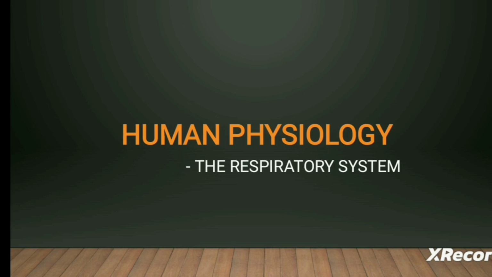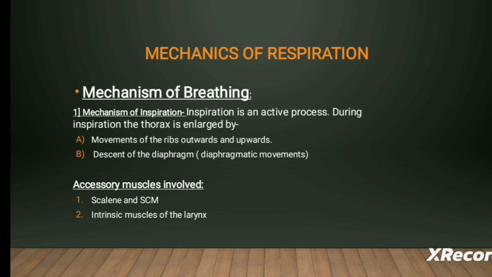Okay, getting back to our lecture. To understand respiration, we must know the mechanism or the mechanics of respiration. Respiration includes inspiration and expiration, right? So, what is the mechanism of breathing in terms of inspiration? Inspiration is an active process, and during inspiration, the thorax is enlarged by number one, the movements of the ribs outwards and upwards, and number two, the descent of the diaphragm, which is known as the diaphragmatic movement. So, what are the muscles involved in respiration?